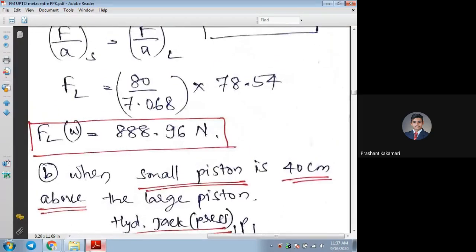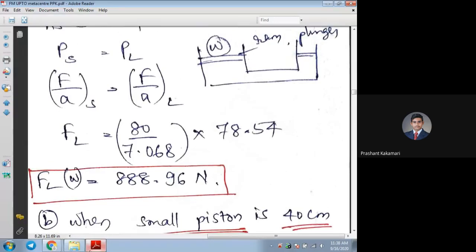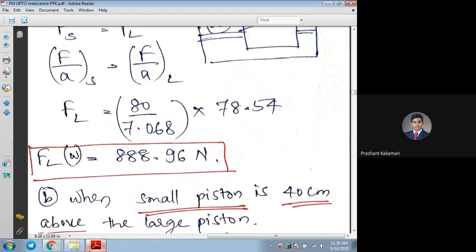See here, in the first case, at the same level, the small piston force is 80, the large piston force available is 888. It all depends on the area of the piston, how much you are maintaining. This is the importance of Pascal's law. It means we can transfer the same pressure equally in all directions, such that if you change the areas of the piston and the distance of the pistons, one can change these forces. That's the importance.